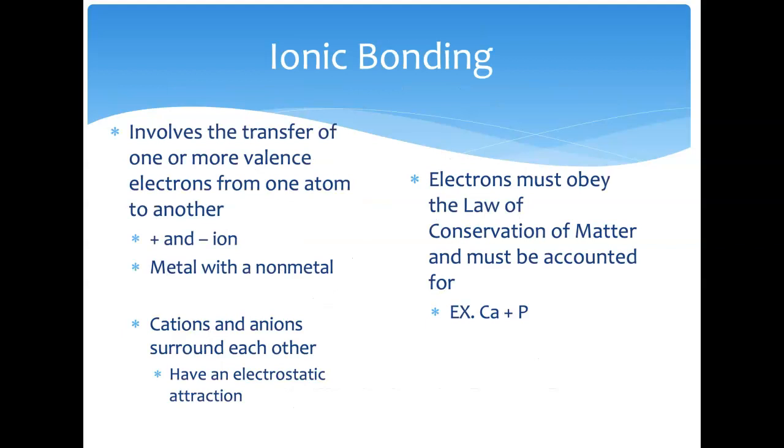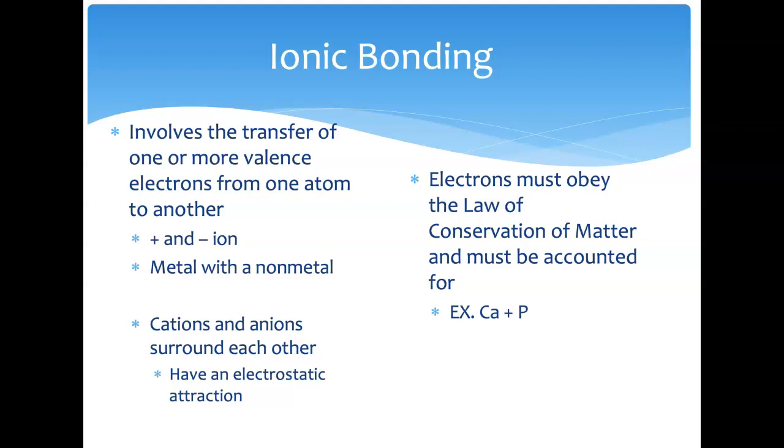Okay, so ionic bonding, again, just a quick recap: a metal and a non-metal. The metal loses an electron, becomes a positive ion that we call a cation. The non-metal gains an electron, becomes a negative ion that we call an anion. And that electrostatic attraction, opposite charges attract, keeps them together.